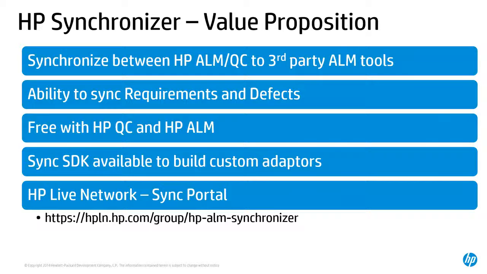So from a synchronizing perspective, the core value proposition that HP Synchronizer has to offer is the ability to synchronize both requirements and defects. One of the key things to be aware of is that ALM or Quality Center has to be one of the endpoints. That's the way the synchronizer is configured. So if you set up the synchronizer and configure one of the endpoints, that will be an ALM and Quality Center endpoint, versus the other endpoint, which could be a different ALM tool, a TFS, or Jira, based on the adapters that we have.